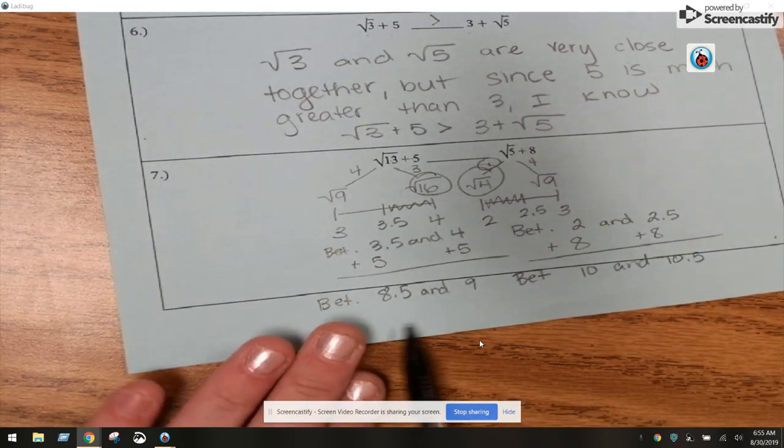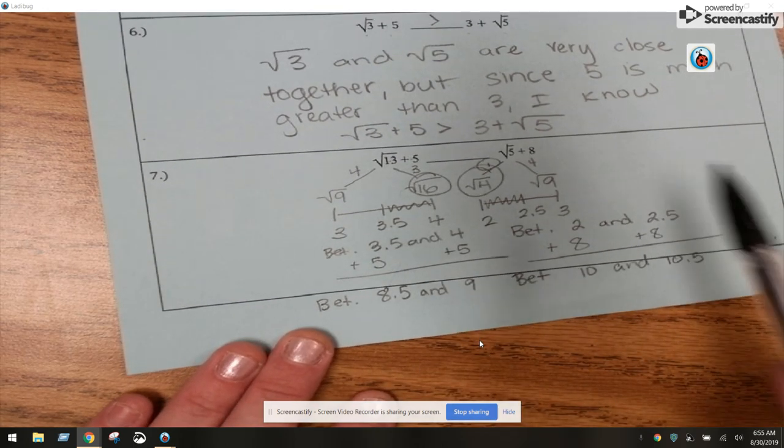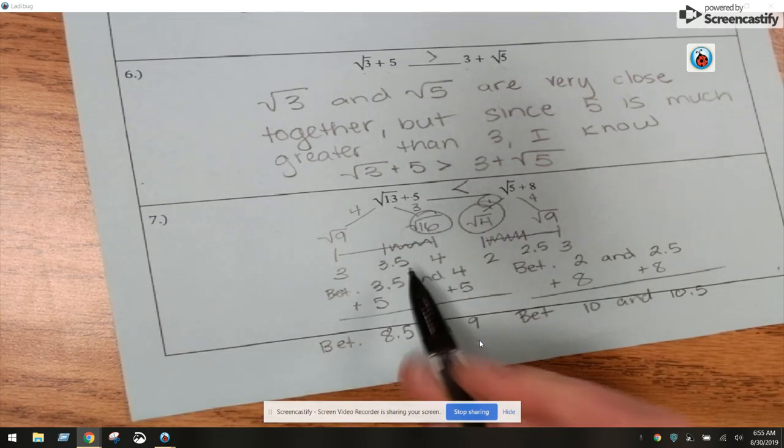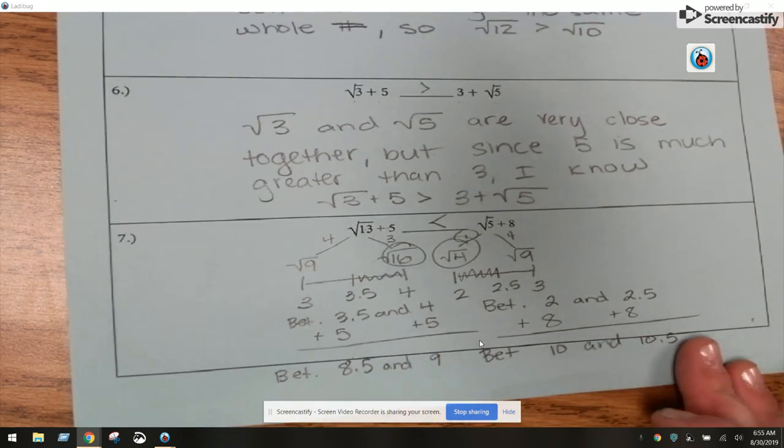And so since this is between 8.5 and 9 over here, and this is between 10 and 10.5, I know that this side is greater than this, or rather that this side is less than this side. Okay. And that would be the end of our notes today.